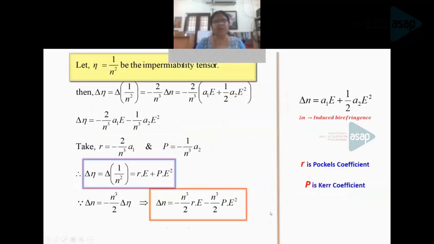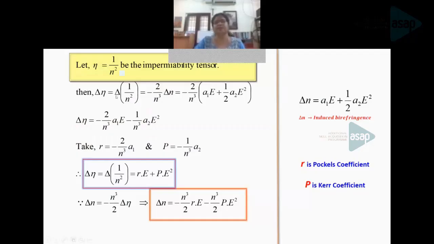Now we are introducing a parameter eta, the impermeability tensor, which can be written as 1 by n square for the medium. Now the change in eta, or change in impermeability tensor, can be written as delta of 1 by n square. Just differentiate this, and the differential is minus 2 by n cube into delta n.